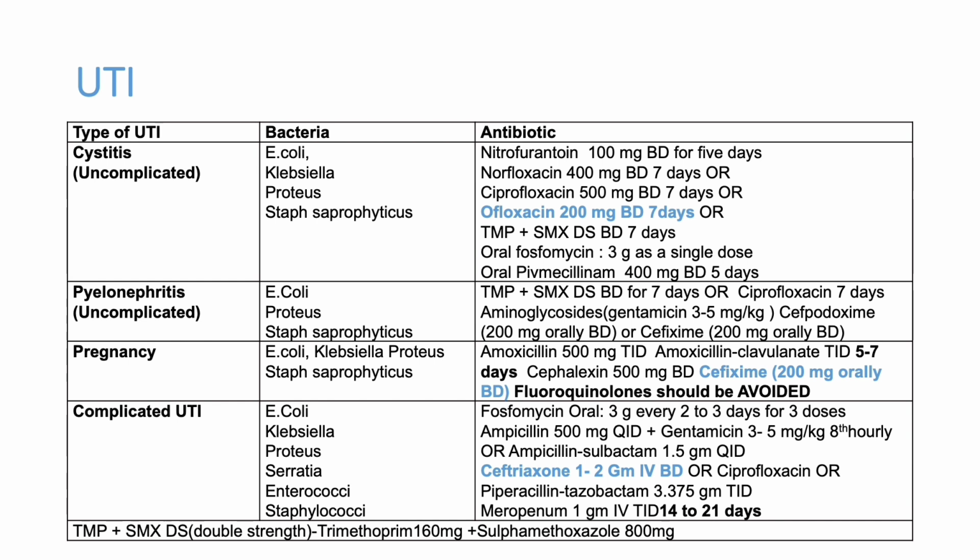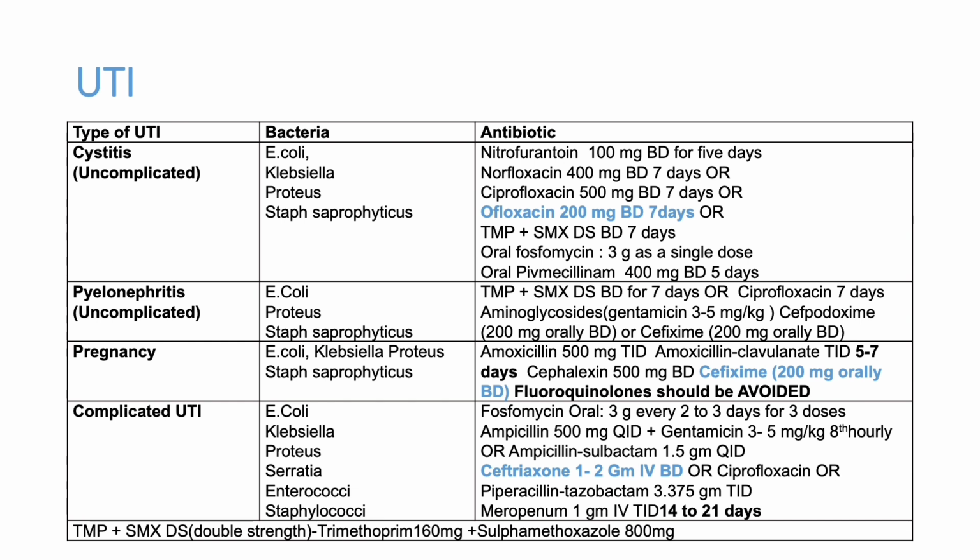Trimethoprim combinations also can be given, that is Septran DS can be given BD for 7 days. Another important drug is oral fosfomycin sachet. It can be given 3 gram as a single dose in simple UTI, but in complicated UTI or chronic UTI or sick patients, we can give fosfomycin every alternate day. But they are very costly drugs.